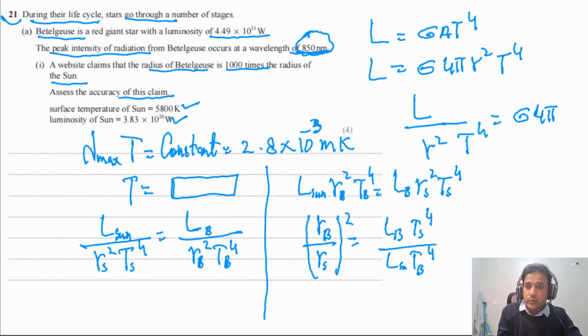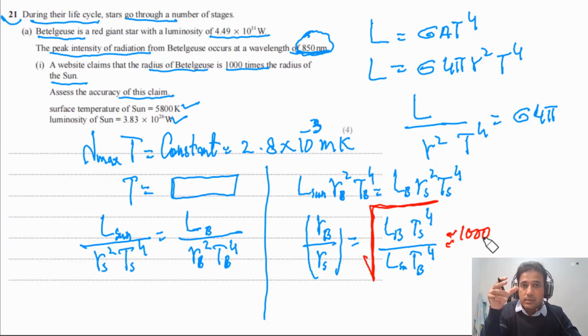Now if we take the square root on both sides, we can find the ratio. If this ratio is close to 1000, it means the statement is valid. If not, the statement is not valid. Now simply we need to plug in values.